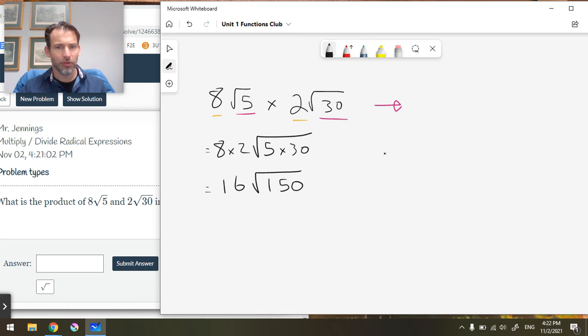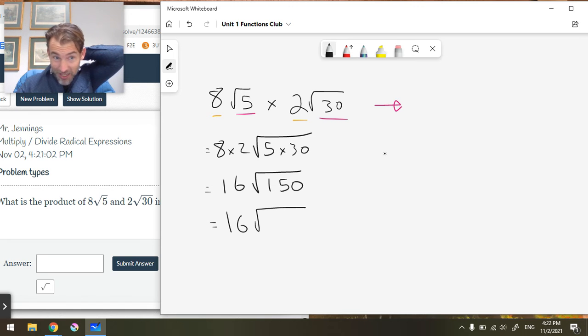It's not a perfect square. It's really darn close to 144. It's very close to 12, this number. Now I got to simplify it. 16 times, well, this is 25 times, what else do we have in there? 25 times 6? Yeah, it's 25 times 6. So 25 is a perfect square. 6 is not. 6 has no squares in it, so it stays inside there. And the 25 can come out.